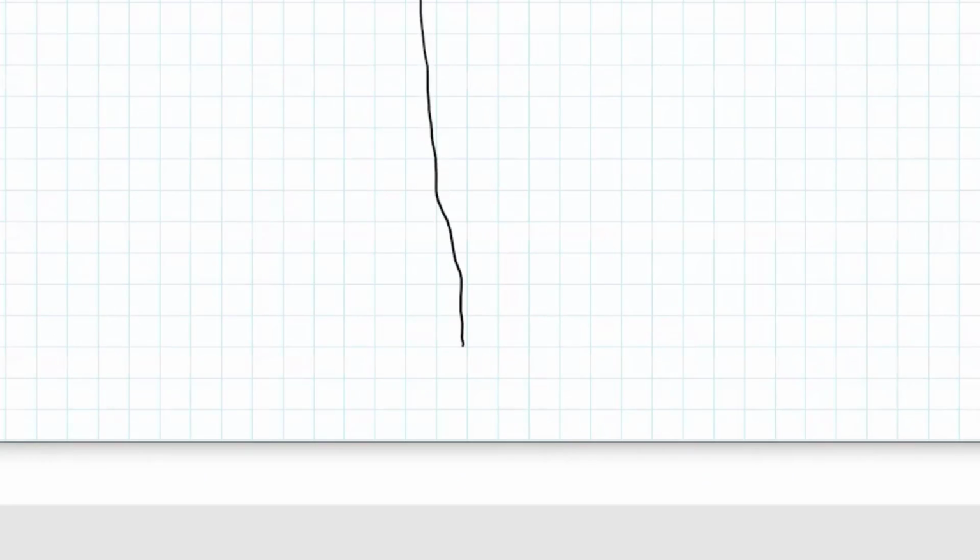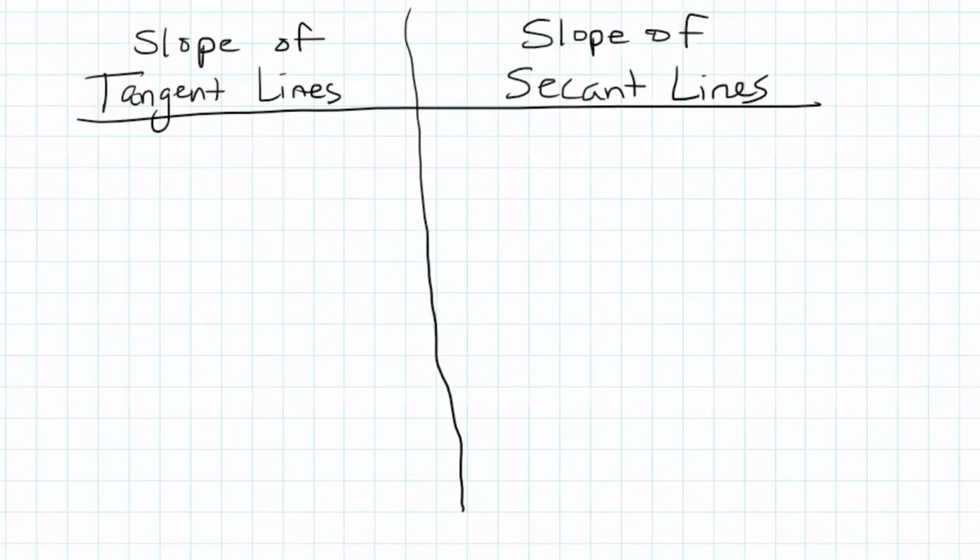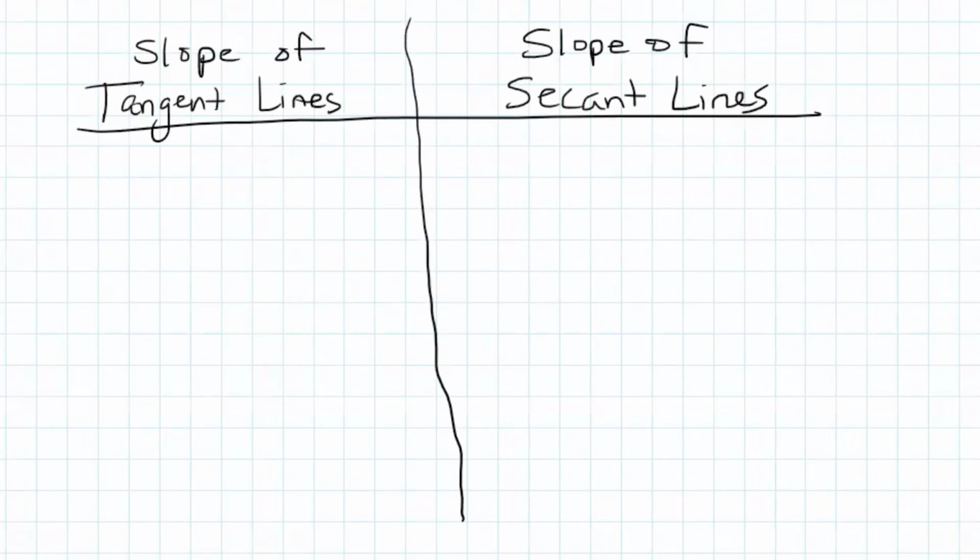So everything we're going to talk about is associated with either a tangent or a secant. One thing is the slope of a secant line is the slope through 2 points, and the slope of a tangent line is the slope at 1 point.